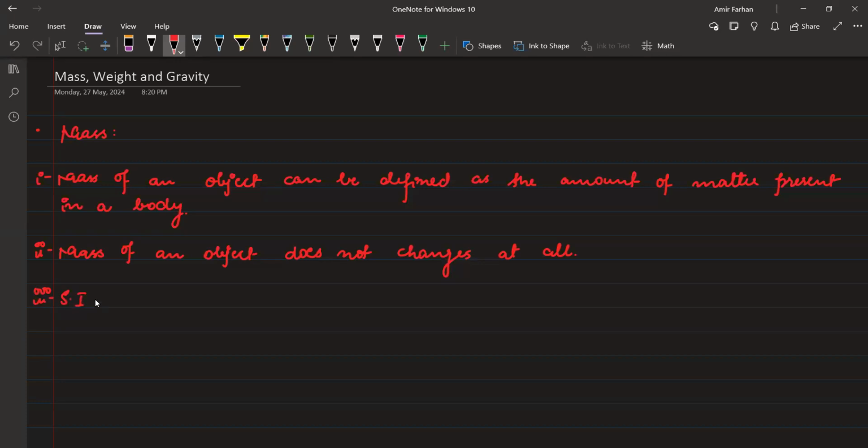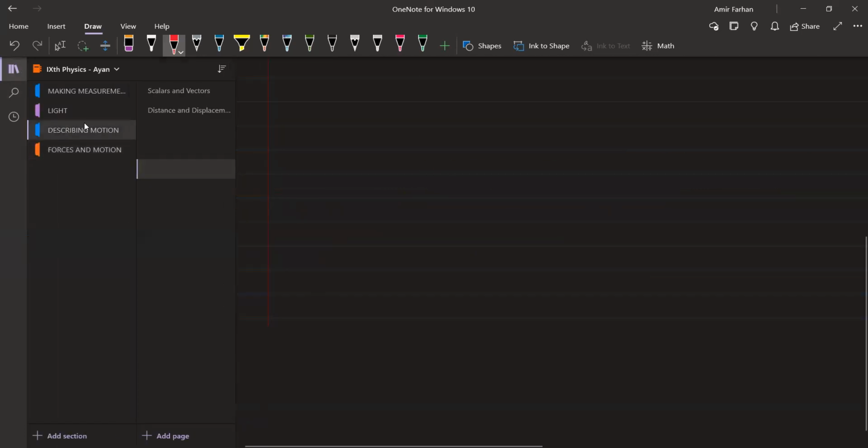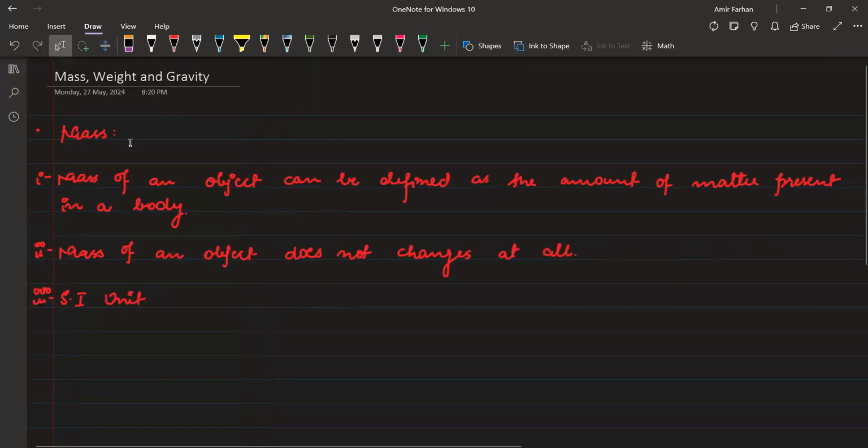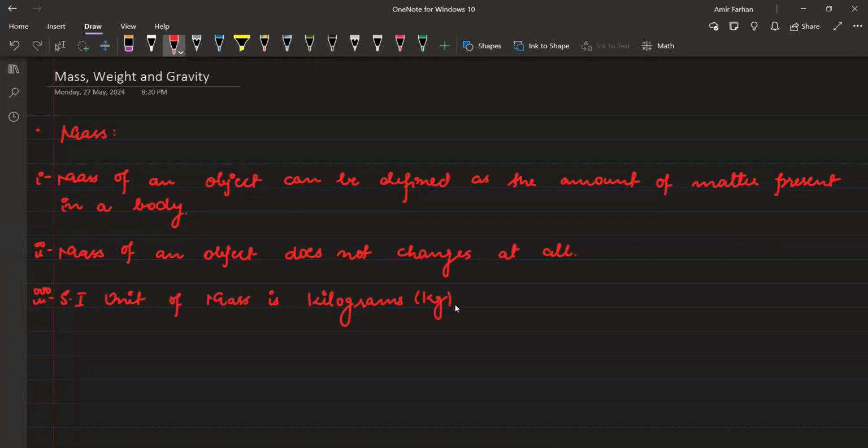The SI unit of mass is kilogram, kg. Clear, Ayaan? Please let me know. Any doubts so far to you, dear? So there will not be any change.